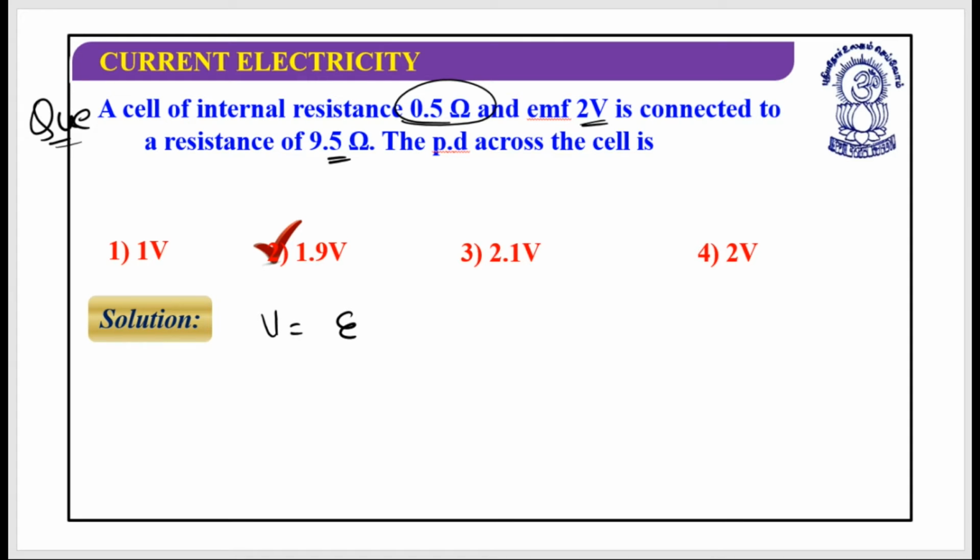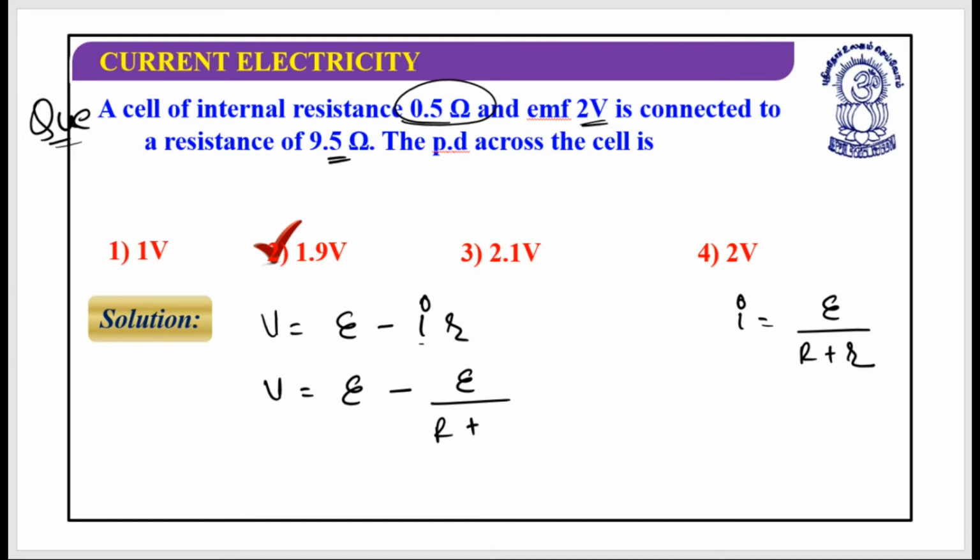V is equal to E minus I into R, and I don't know the current, so I can replace it with I is equal to E divided by R plus r. So I want to find out V, which is equal to E minus E divided by R plus r multiplied by r. So it seems something like this. E as common, that is 1 minus r divided by R plus r.